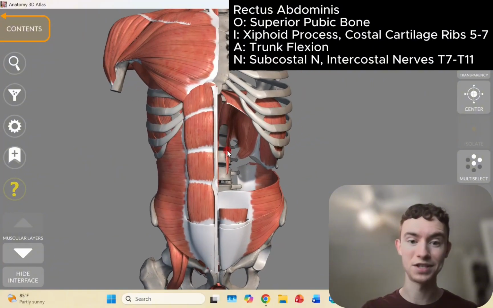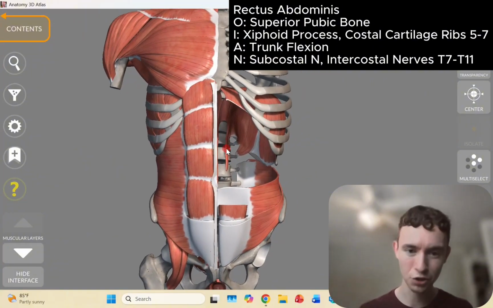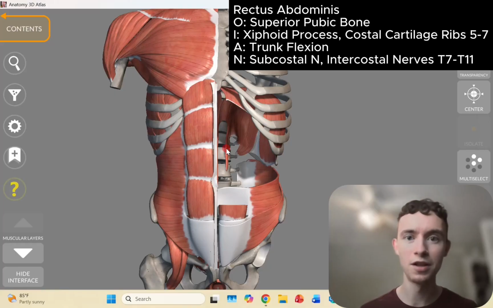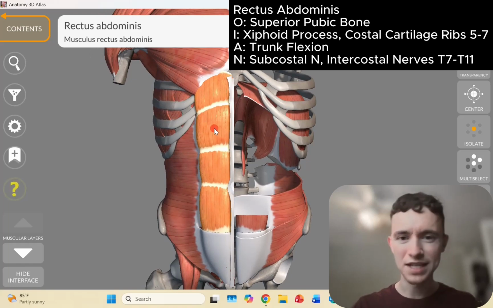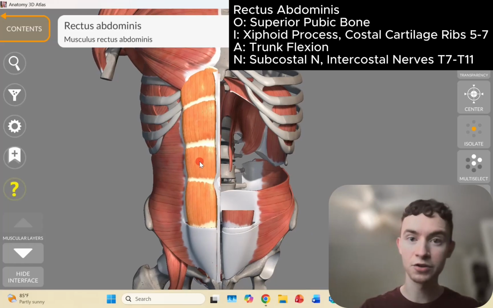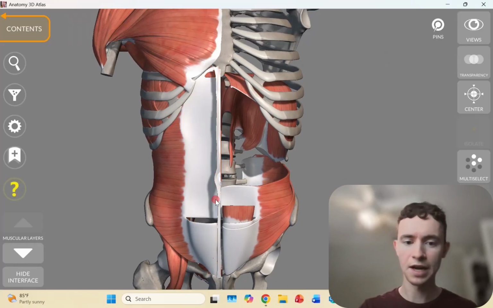And the job, of course, is trunk flexion, right? So it flexes our trunk and stabilizes the abdominal wall so that all of our organs are nice and stable inside of our abdominal cavity. This is also innervated segmentally by the intercostal nerve, specifically around T7 to T12, and then also innervated by the subcostal nerve. And we can hide this one.